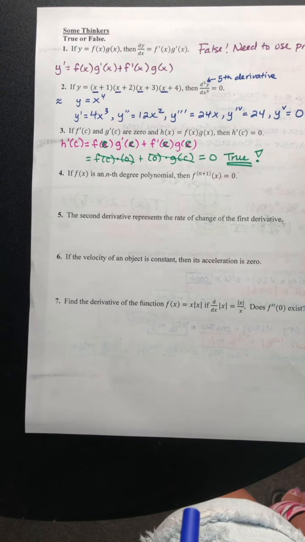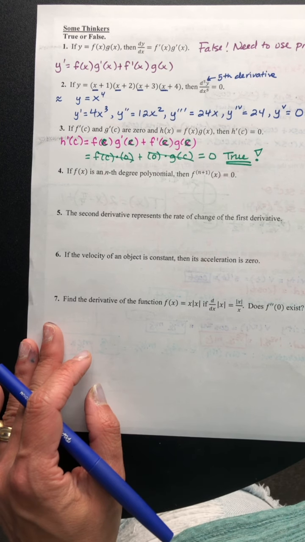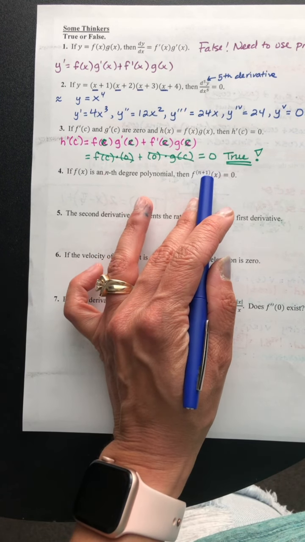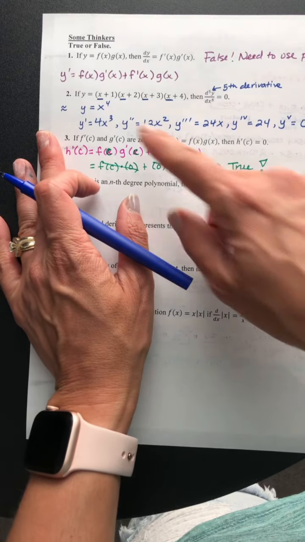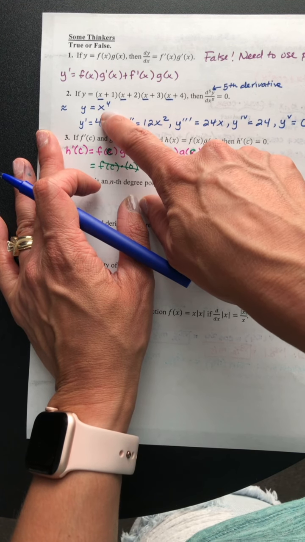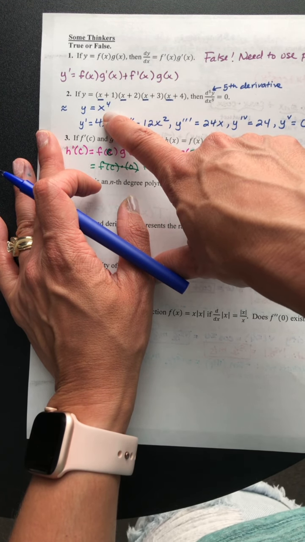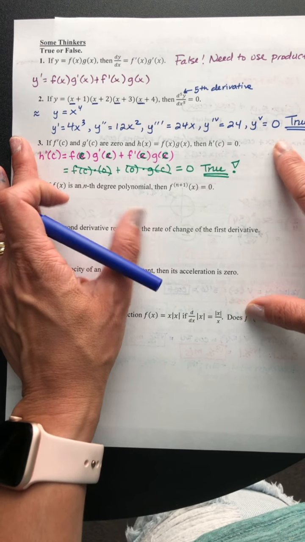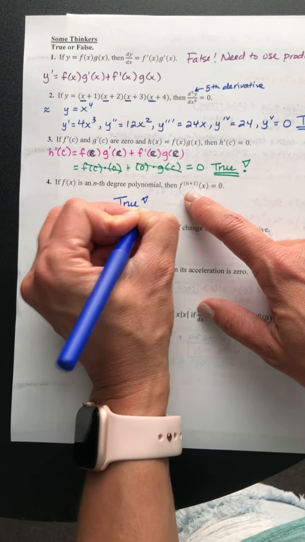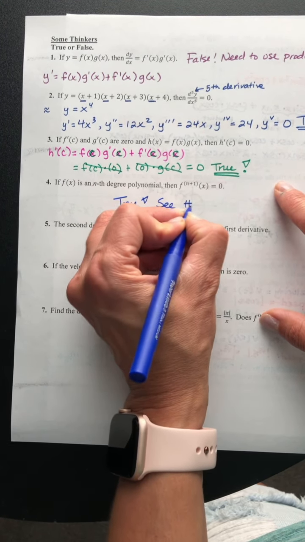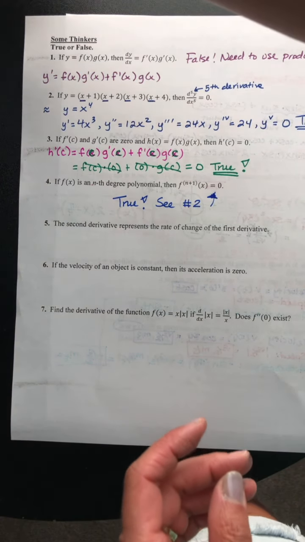So far we've had false, true, true. Let's look at number 4. If f of x is an nth degree polynomial, then the n plus 1 derivative of x equals 0. Well, that's true. If we look at number 2, technically the highest degree was an x to the fourth. And when we take a fifth derivative, which is one more than the exponent of that x to the fourth, the derivative will be 0. So yeah, that's going to work for any n. This I can say is true. And to back it up, I can say see number 2 up above is what that arrow was supposed to mean.